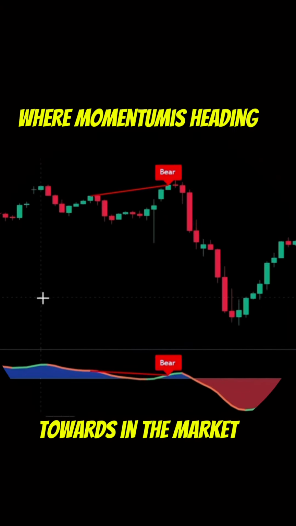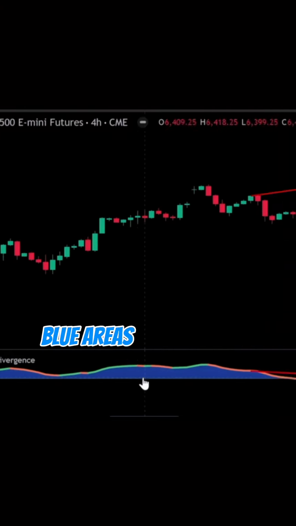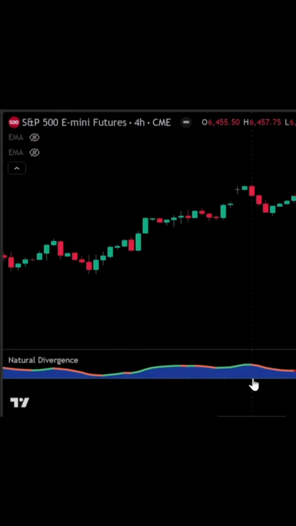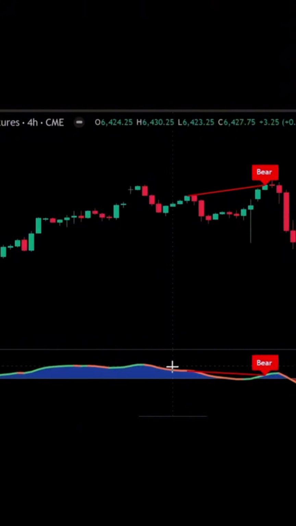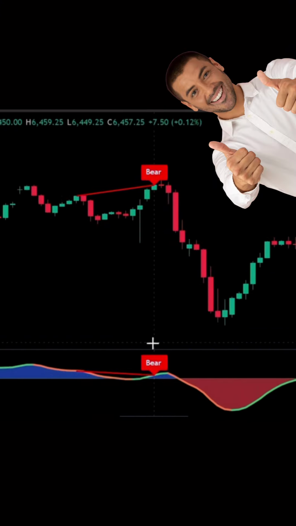Natural divergence shows you where momentum is heading in the market. There's the zero line separating the blue and the red shaded areas, but also the extra confluence of picking up smaller momentum changes with this green and red line on top or on bottom. Therefore, it can be an extra powerful indicator with these multiple confirmations.